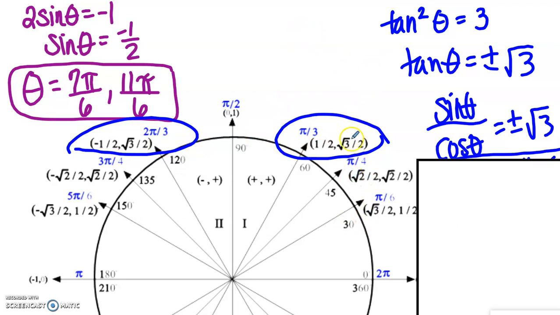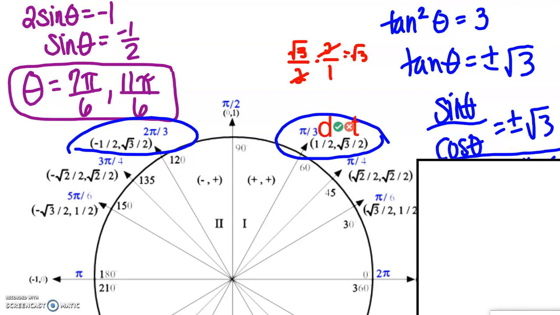So remember, we're doing sine divided by cosine. So y divided by x. So when I do this, I'd have square root 3 divided by 2, and I'd want to divide by 1/2, which is the same as multiplying by the reciprocal. So that's why these 2's cancel, and you're left with just square root 3. So anything where square root 3 over 2 is the y coordinate, and 1/2 is your x coordinate, would work.